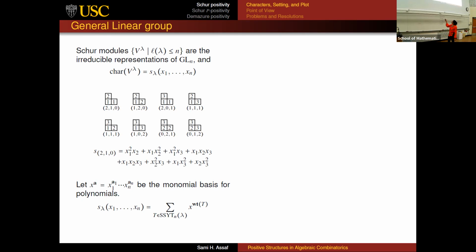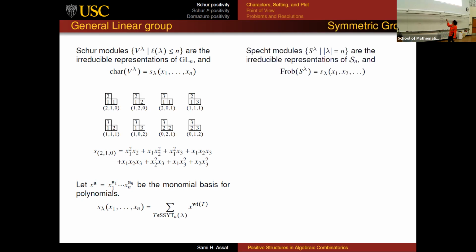I can change every number in a box to x sub that number, multiply the numbers together, and I get the weight, right? And so that gives me a polynomial. So here's a Schur polynomial, S_{2,1,0} in 3 variables. That's why I stuck the 0 on the end, because I care about the number of variables.